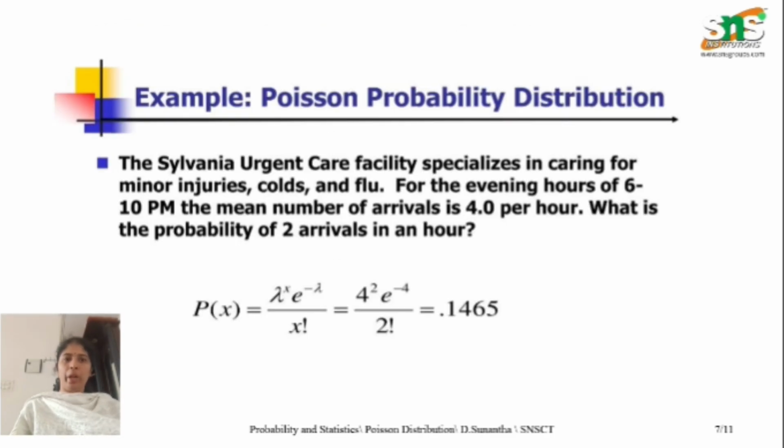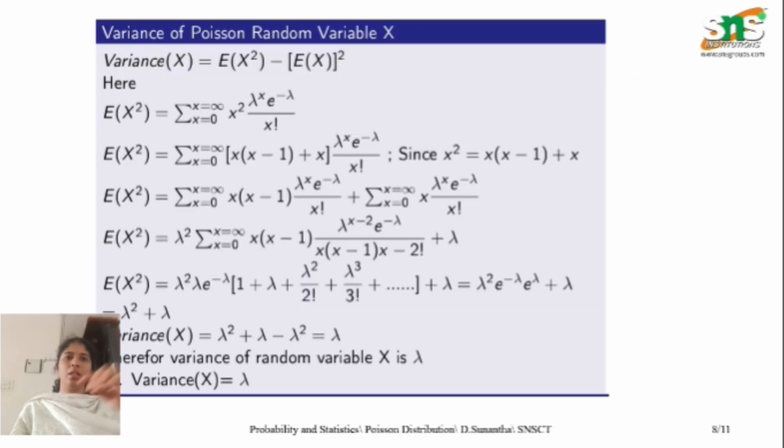So here is one more example, and this is the variance of a Poisson random variable. V of x is equal to E of x square minus E of x the whole square. Next, E of x square is equal to summation x square lambda power x e power minus lambda by x factorial. Similarly, we have E of x square as lambda square plus lambda and variance as lambda. So for the Poisson distribution, mean and variance are both lambda.